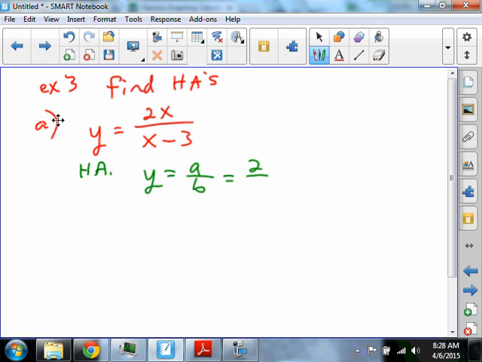How do you know it's 1? It's not there. It's there, but it's not. It's that implicit 1, right? So 2 over 1, what does 2 over 1 simplify to be? 2. So the horizontal asymptote is y equals 2. Okay? How are we doing so far?